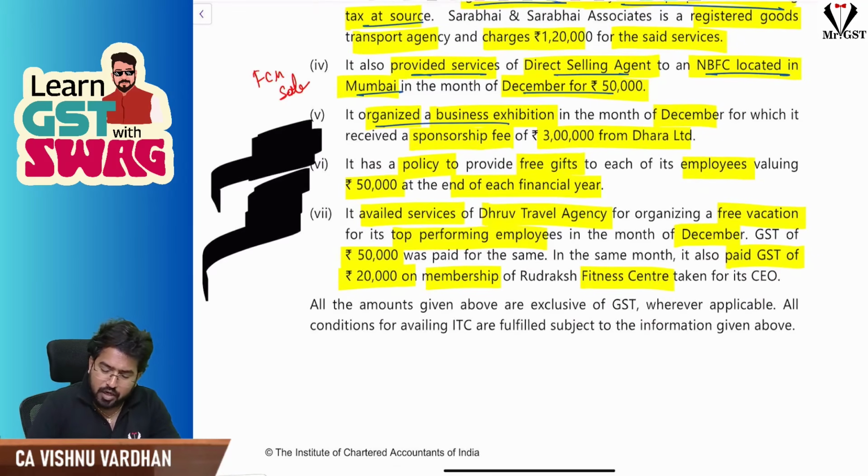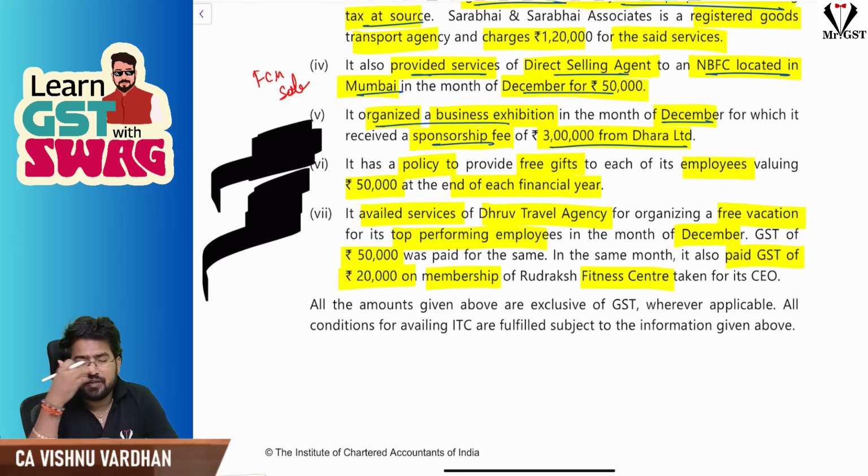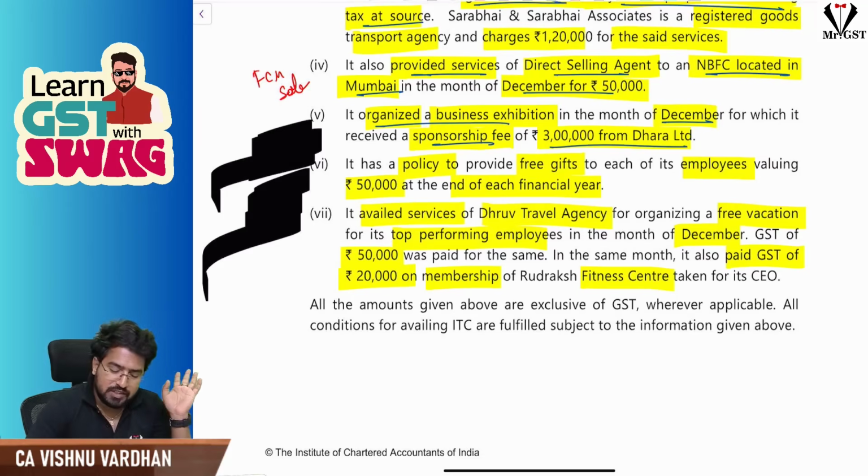Next, organized business exhibition in December month. Sponsorship is 3 lakh from Dara Limited. Sarabhai is a partnership, supplier other than body corporate, condition satisfied. Recipient is Dara Limited, the sponsorship services recipient, a body corporate. So body corporate and partnership, condition satisfied. So this is an RCM sale.